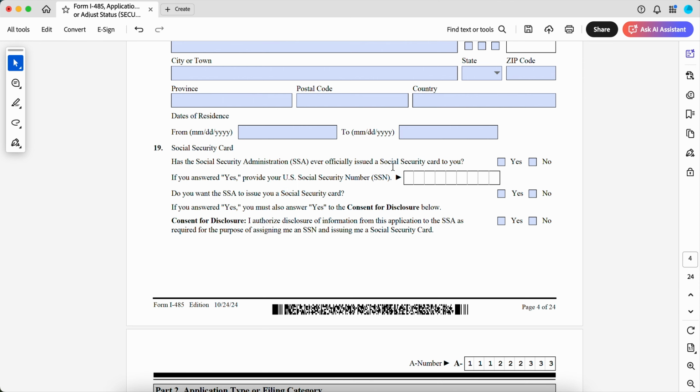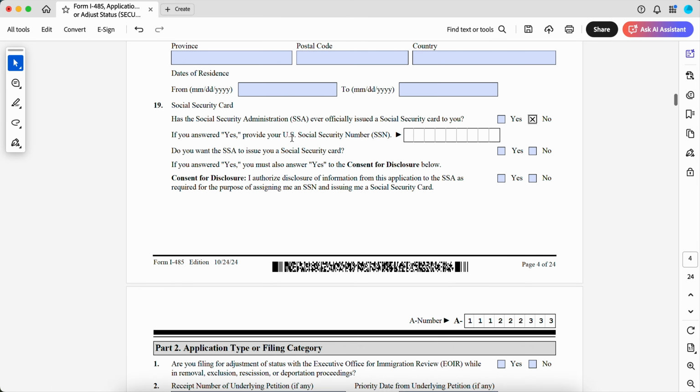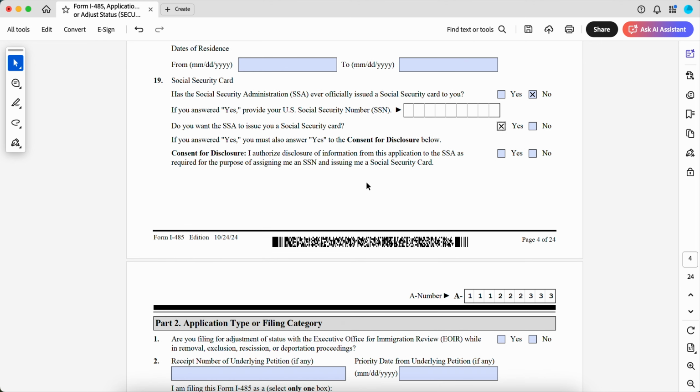Social Security card. If you don't have it, here, where it asks if the SSA has ever officially issued a card to you, you write no. And then if you answer yes, provide your Social Security number. And here I recommend writing yes, because you need a Social Security card for everything here. And here you write yes, because it's a consent for disclosure. You authorize disclosure of information to the SSA.